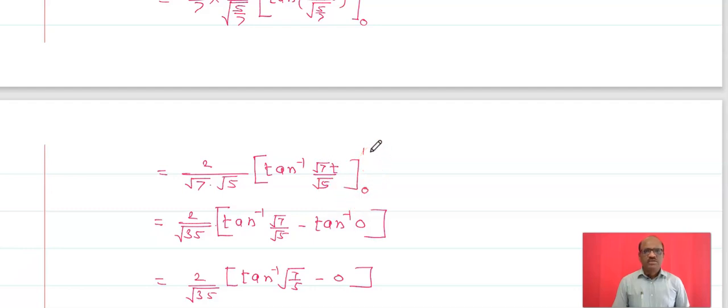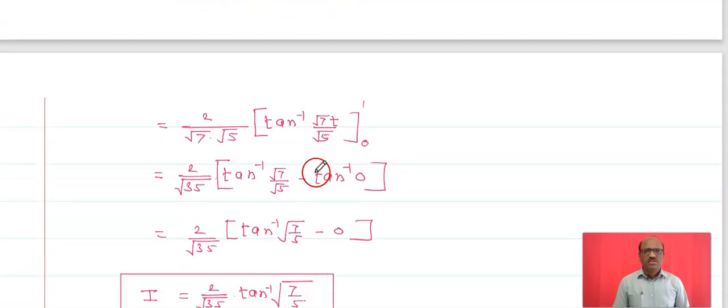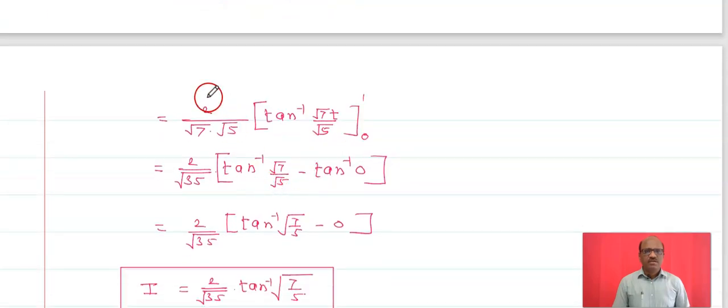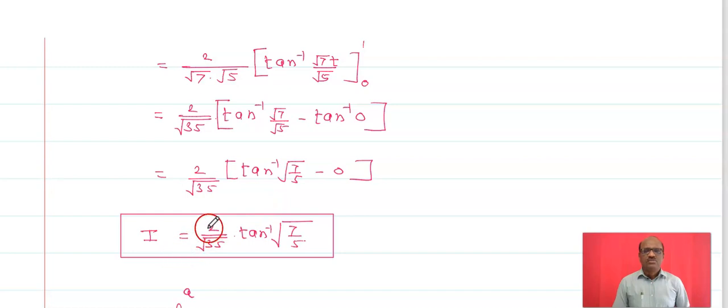Now, we will substitute the upper limit and lower limit. That is, t is replaced by 1. That is 2 upon root 35 tan inverse of root 7 upon root 5 minus tan inverse of 0, upper limit minus lower limit. Now here, that is 2 upon root 35 tan inverse of root 7 upon 5 minus 0, and hence the answer is I equals 2 upon root 35 tan inverse of root 7 upon 5. This is the final answer.